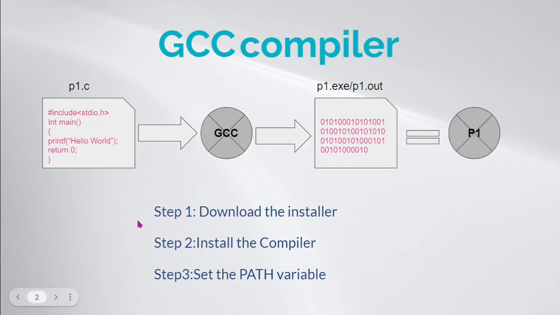So what are the steps we have covered? We have downloaded the installer, installed the compiler, and now the last step is setting the path variable. Let's see how to do that.